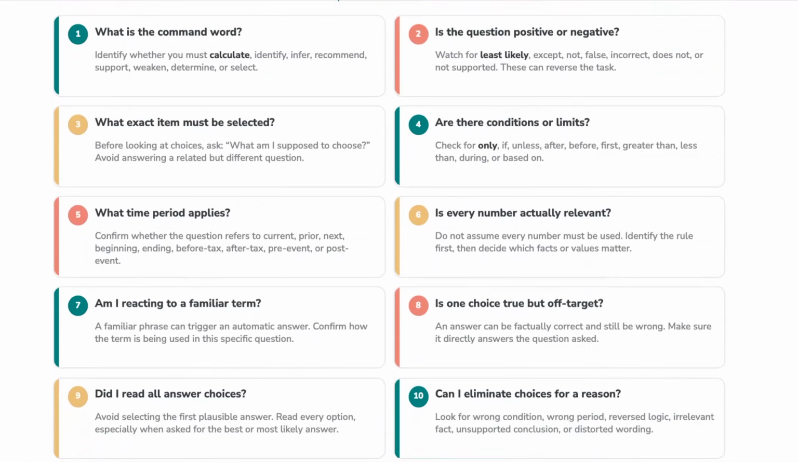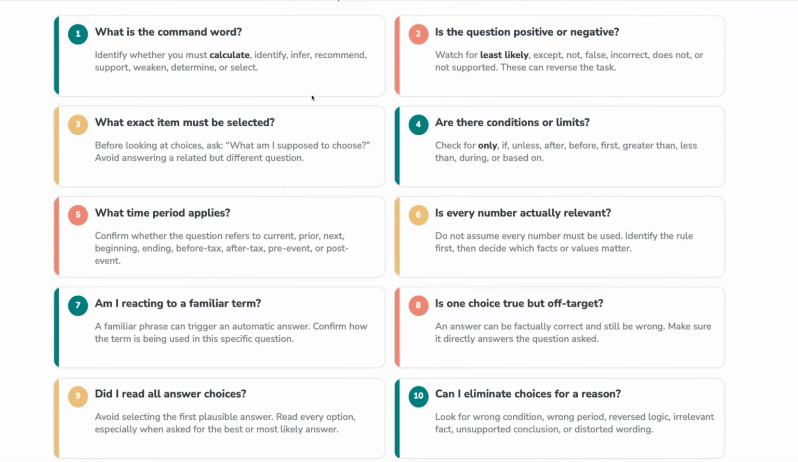Now zoom to the third point. What exact item must be selected? Before looking at the choices, ask yourself, what am I supposed to choose? This is such a good habit because answer choices are designed to pull your attention. Sometimes the choices are so familiar that they start leading your brain before you have fully understood the question.